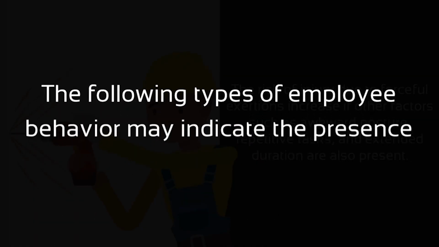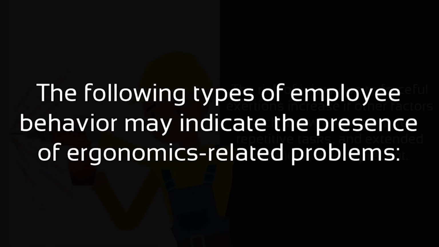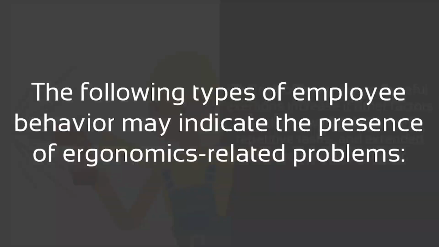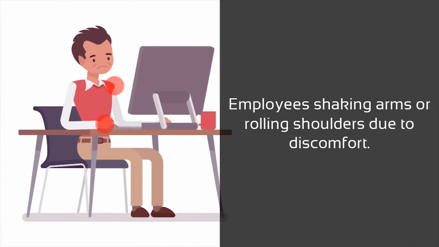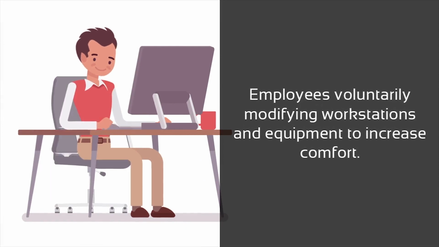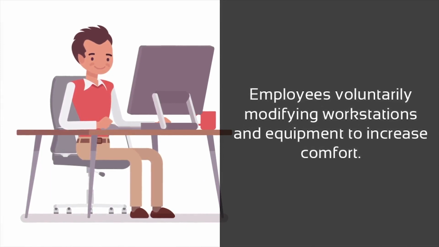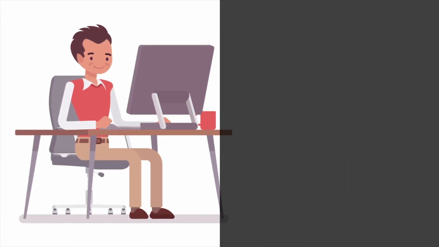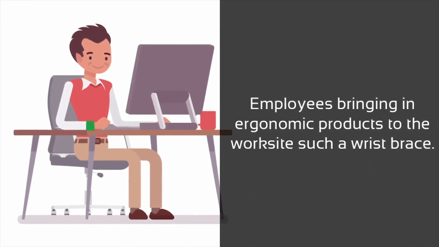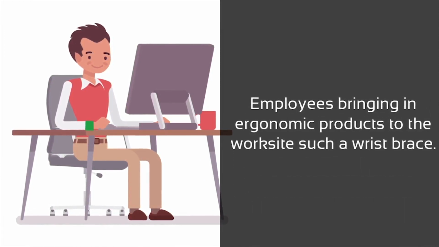The following types of employee behavior may indicate the presence of ergonomics-related problems: employees shaking arms or rolling shoulders due to discomfort, employees voluntarily modifying workstations and equipment to increase comfort, employees bringing in ergonomic products to the worksite, such as a wrist brace.